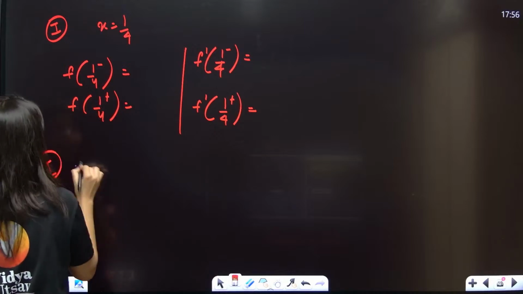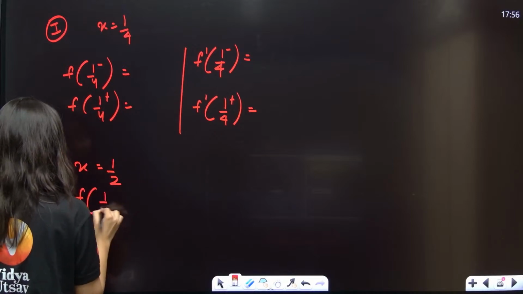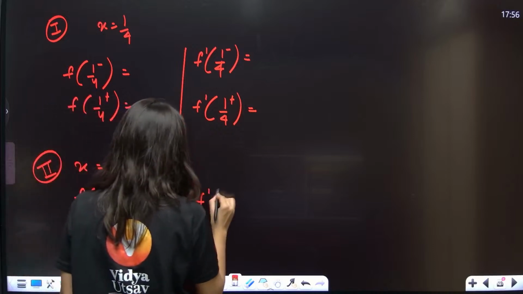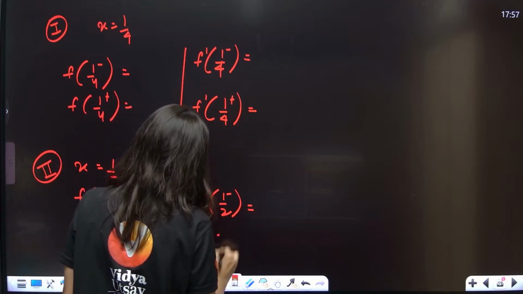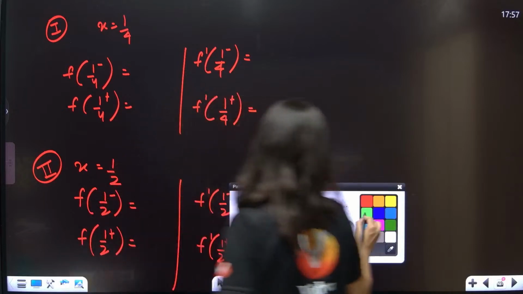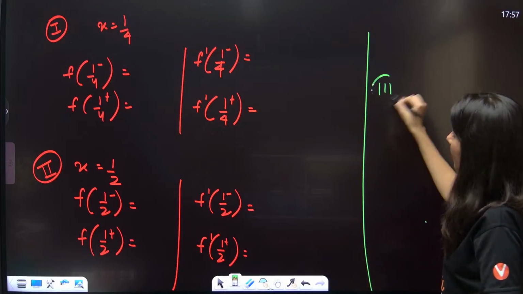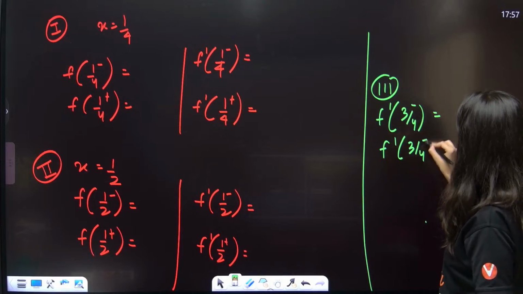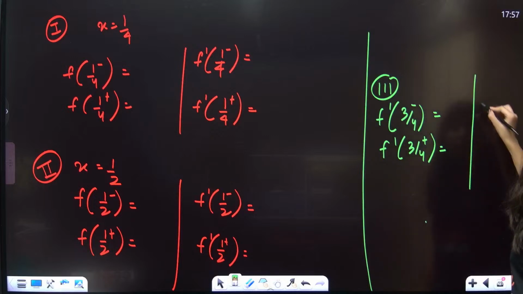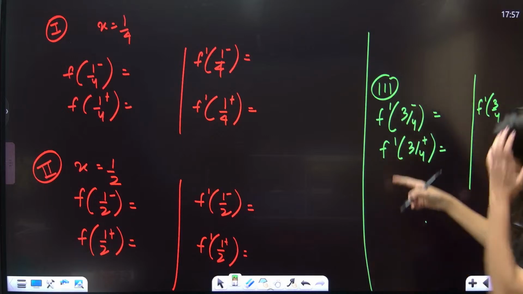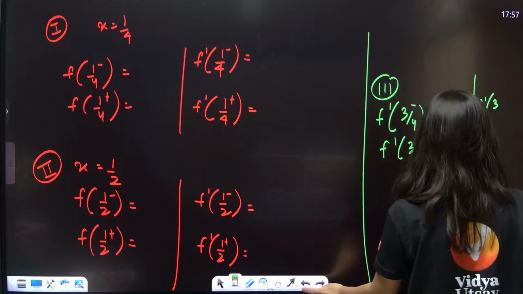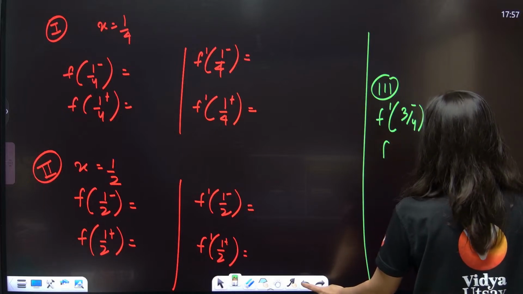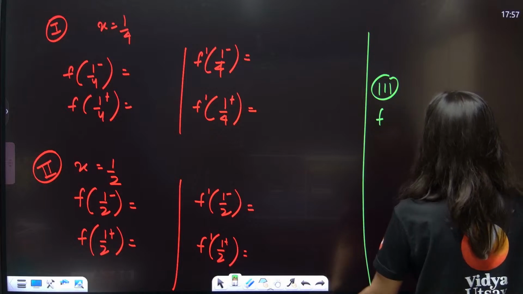Second, x equals to 1 by 2: f of 1 by 2 minus, f of 1 by 2 plus, then f dash 1 by 2 minus, f dash 1 by 2 plus. Then the third thing will be f of 3 by 4 minus, f of 3 by 4 plus, so that I can evaluate the continuity, and f dash 3 by 4 minus and plus.